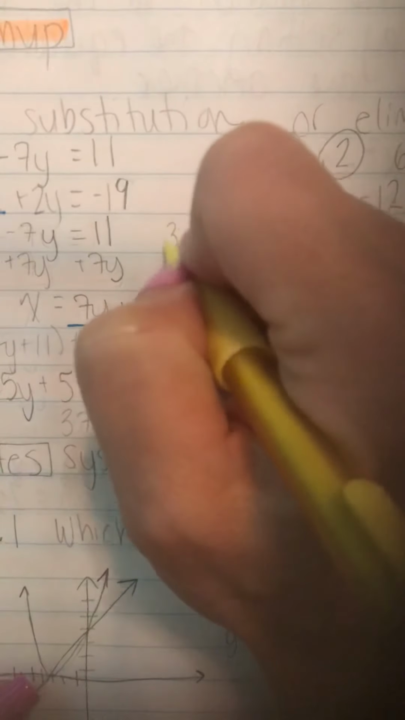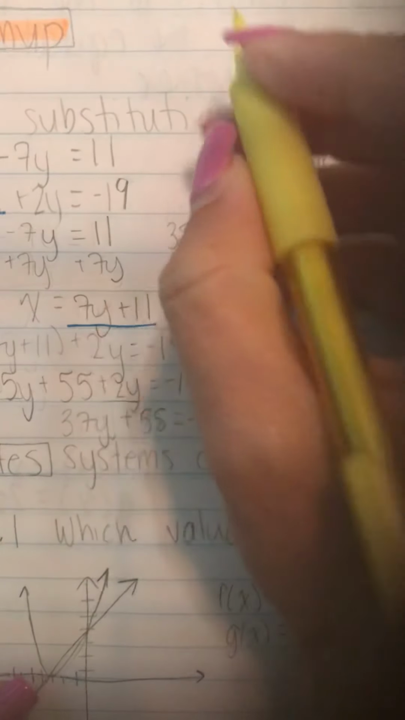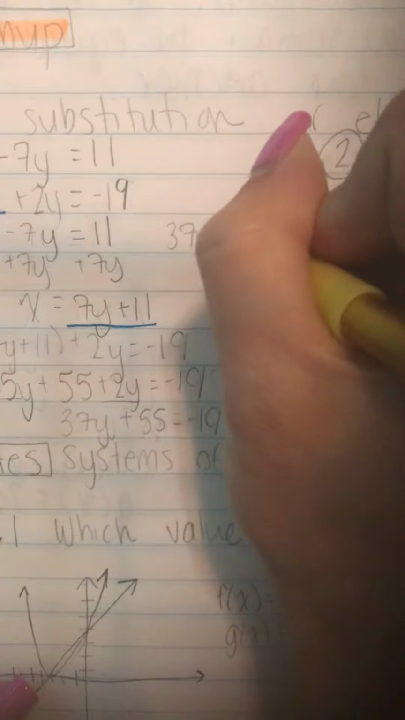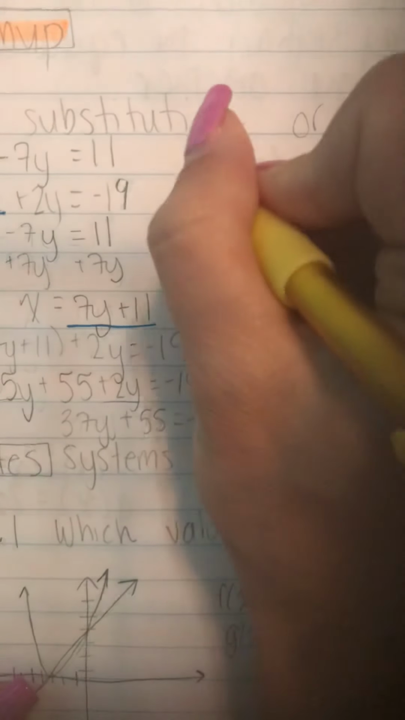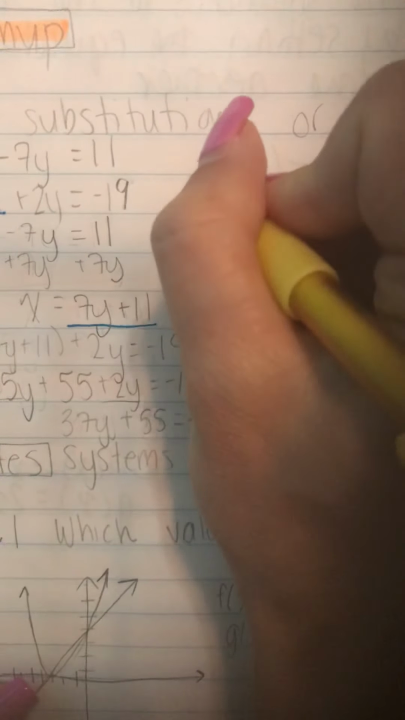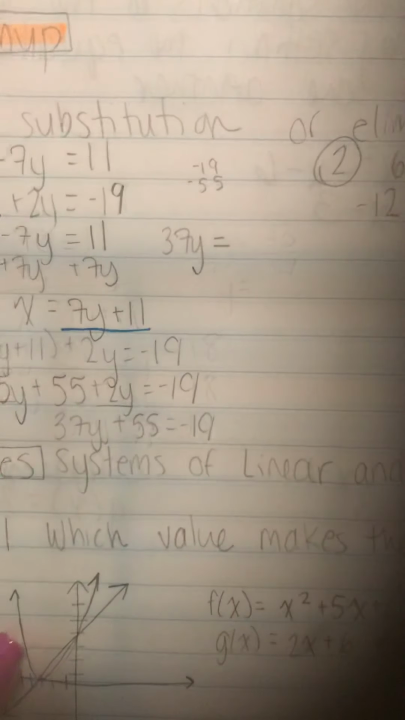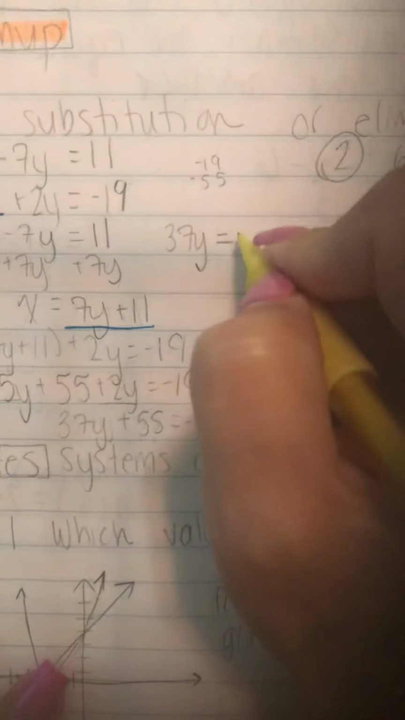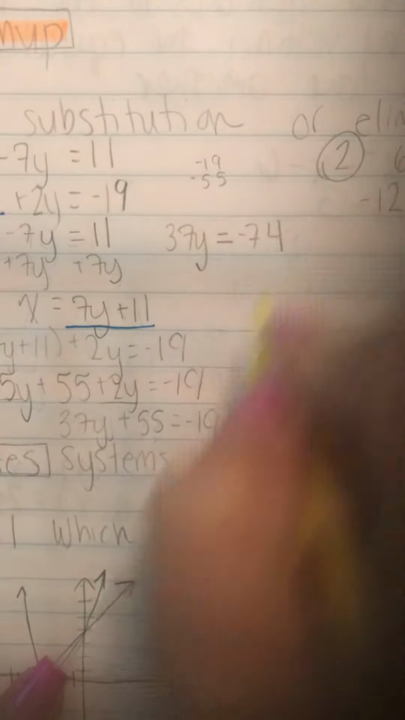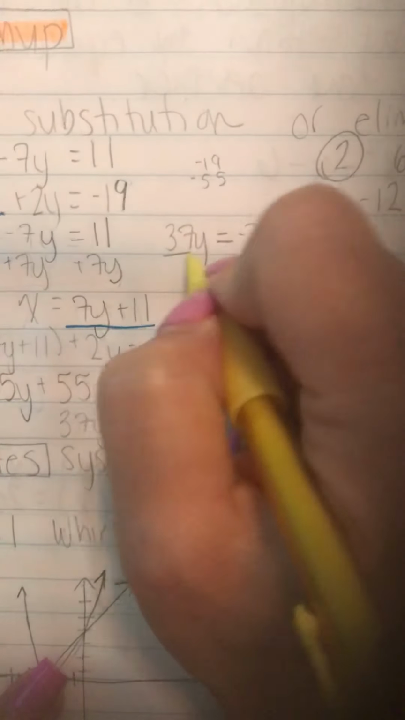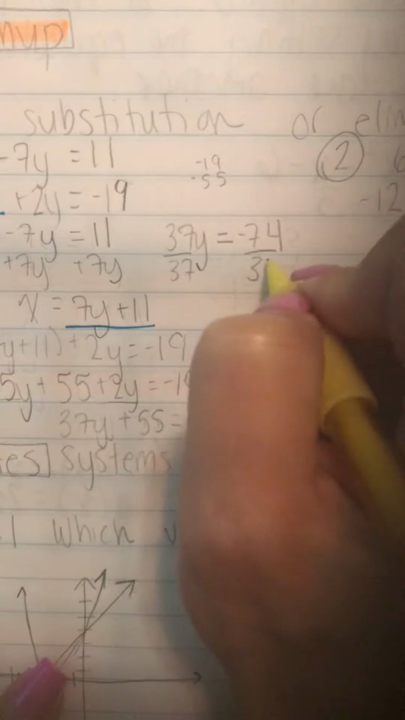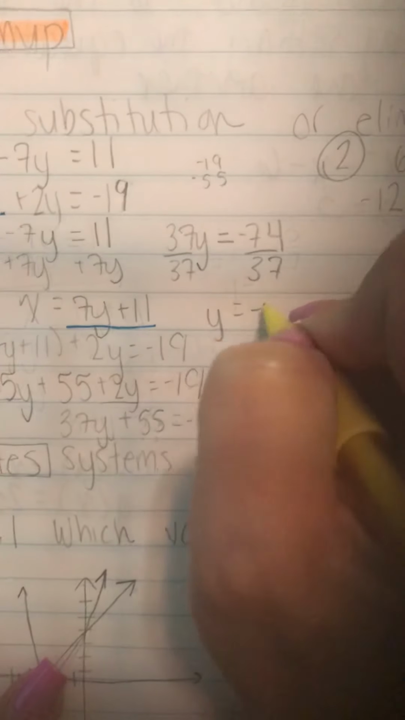So I'm going to come up here because I'm running out of room. 37y equals, what am I going to do with negative 19 and negative 55? I'm going to add them because they're the same sign, and that gives me negative 74. And then my last step, I divide, and I get y equals negative 2.